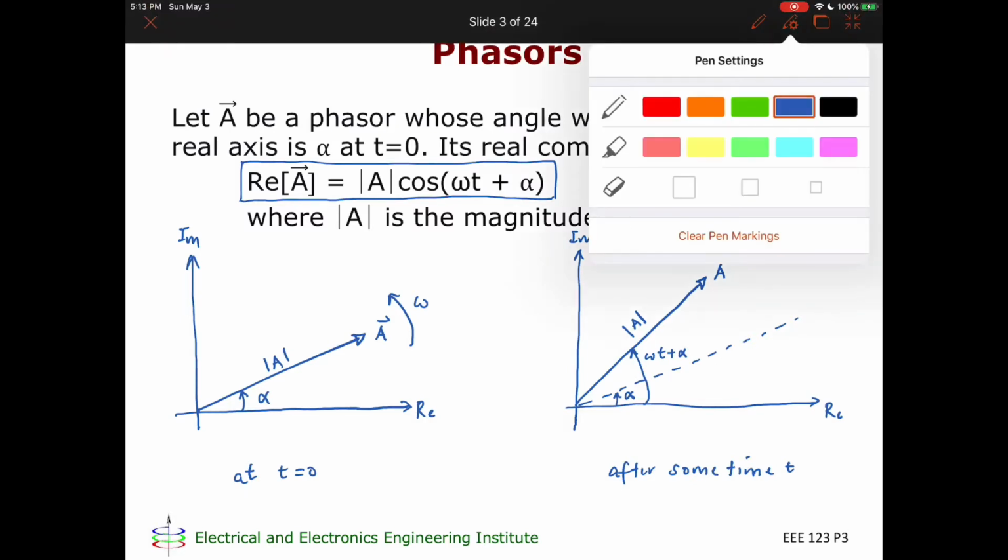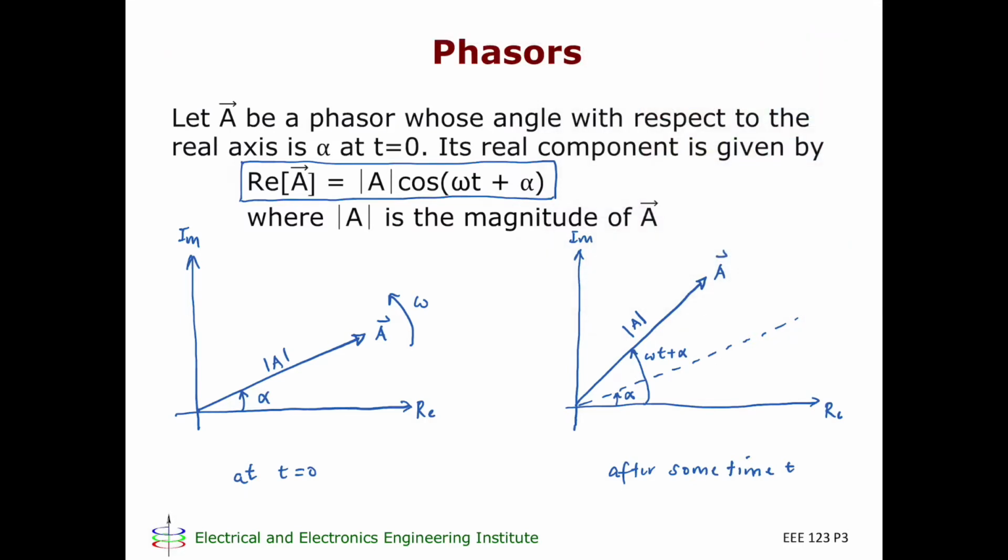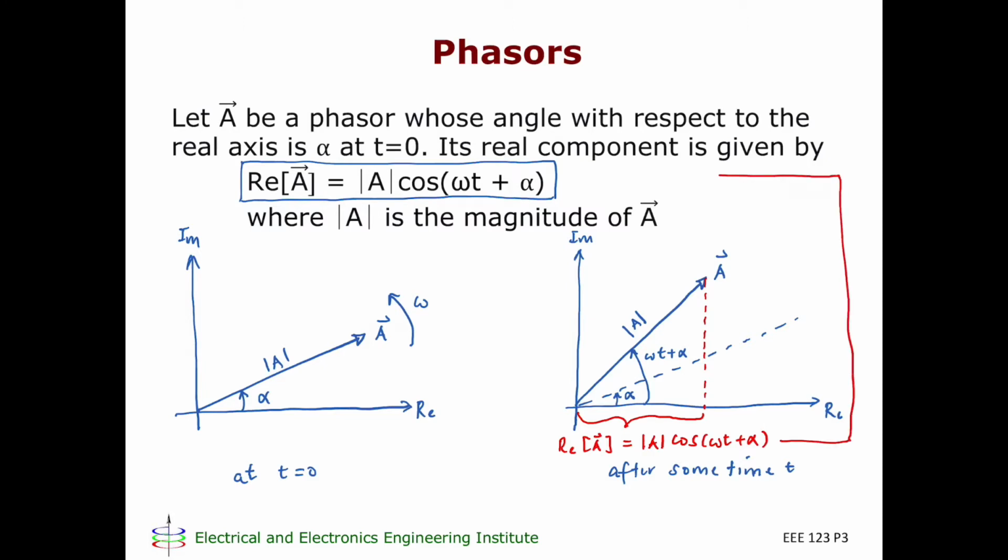What is the real component of A? Well, the real component of A is this. And if you take a look at the figure, the real component of A is simply the magnitude of A multiplied by the cosine of omega t plus alpha. So take note that this is exactly identical to this.